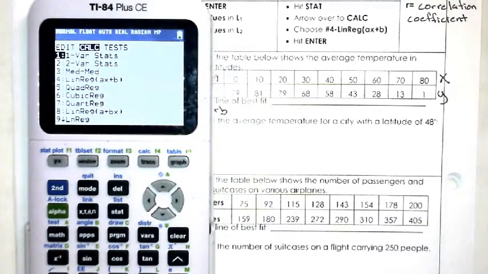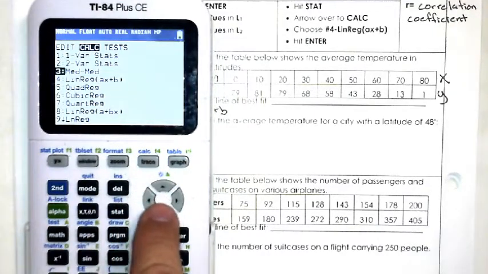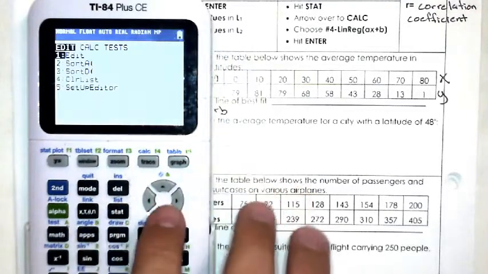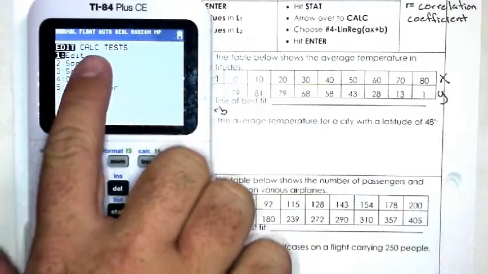4. Linreg. I want Lin, L-I-N. What do we do after this? Hit stat. Okay. Now go to the right for calc.